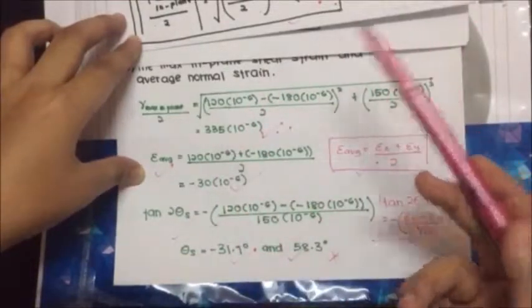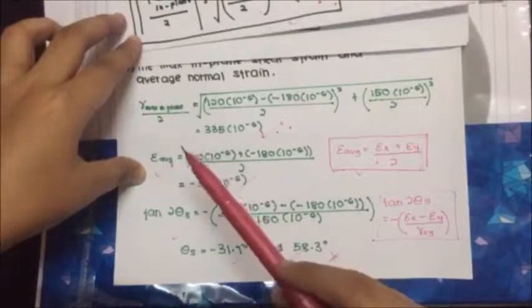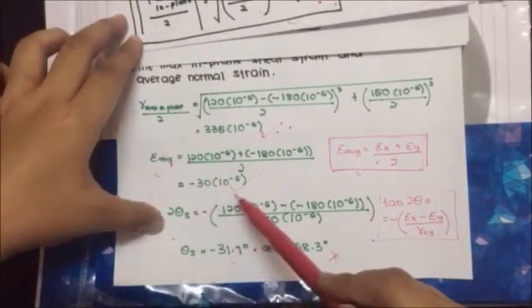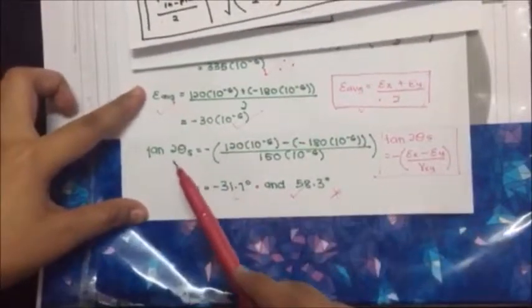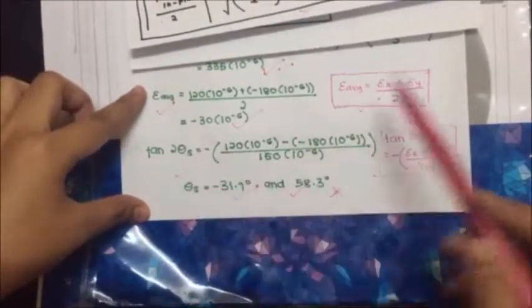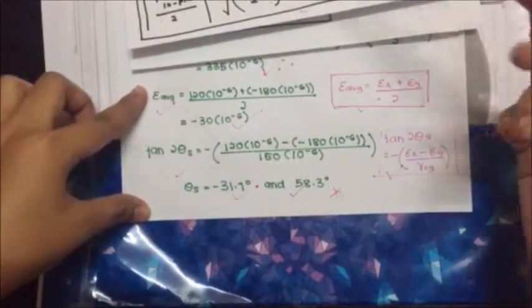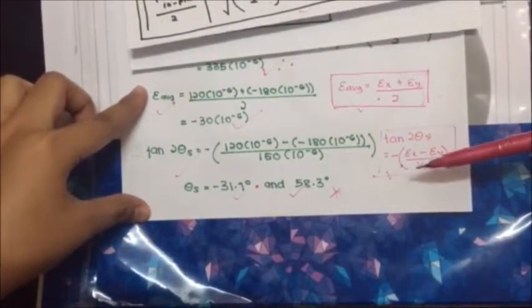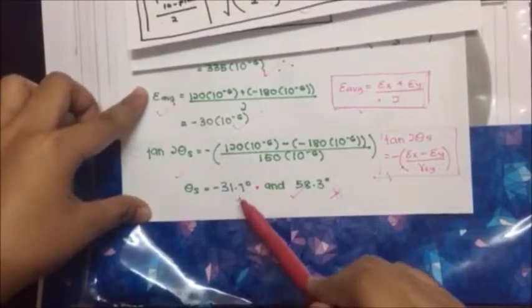Just substitute like usually the values from the question, and we get the answer, which is negative 30 times 10 to the power of negative 6. Finally, to complete the answer, we find the angle by using this formula. And like usually, you substitute the values from the question into the formula and you will get the answer, which is negative 31.7 degrees.